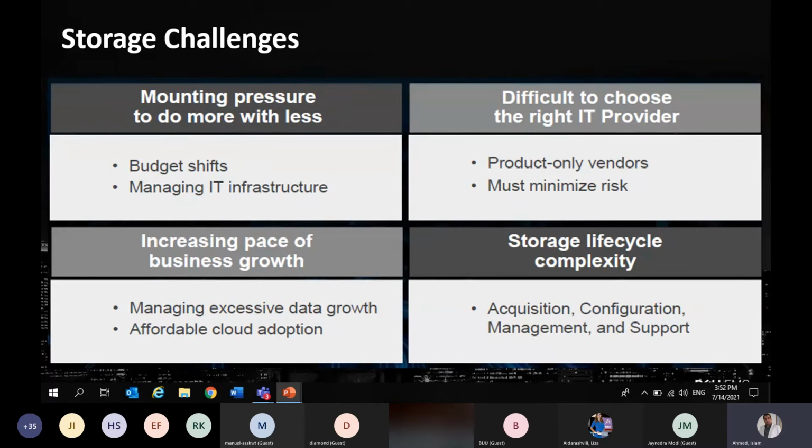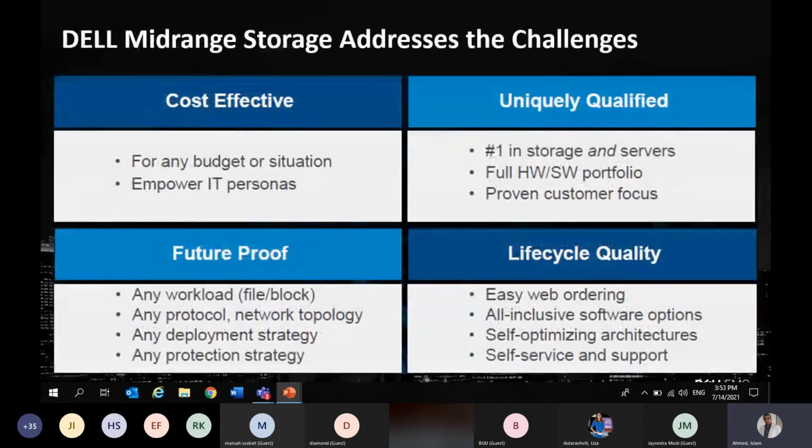Increasing the pace of business growth and storage lifecycle complexity. So all these are challenges facing everyone who wants to deploy new storage in their system. What Dell EMC provides for this is a cost-effective solution that can suit any budget or any situation, and empower the IT team.